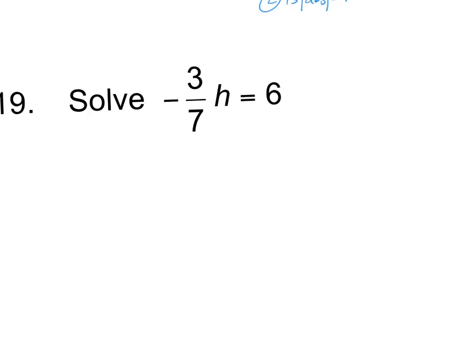Solving an equation that has a fraction. Remember that when you are multiplying by a variable, to undo it, you multiply by its reciprocal. So you're going to multiply this side by -7/3. You don't change the sign when you're multiplying. The purpose of doing this is that this divides away, leaving you with 1 times h, which is just h.